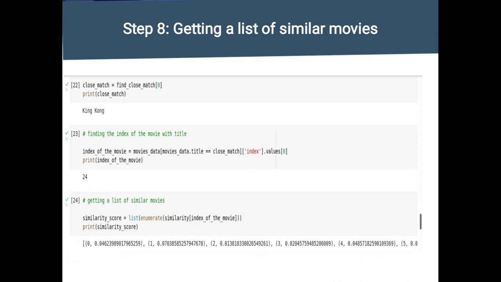And now we find the similarity scores of each individual movie. The syntax is similarity_score equals list of enumerate of similarity of index_of_the_movie. It gives a list containing the index of the movie and the similarity score between that movie and our close match movie. Here in the output, 0 indicates the index of the movie, and 0.0462 and so on indicates the similarity score between the 0th index movie and the close match movie. Next, 1 is the index of the movie, and 0.07038 and so on is the similarity score between the first index movie and the close match movie.